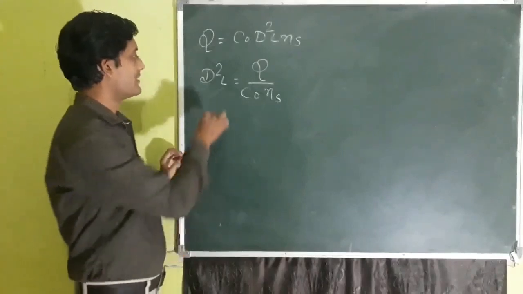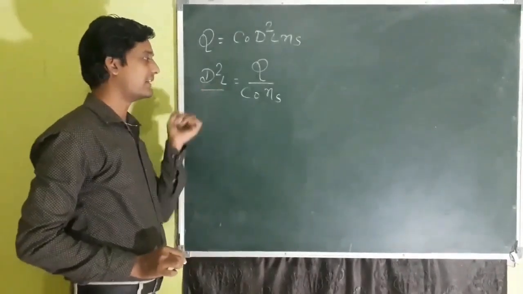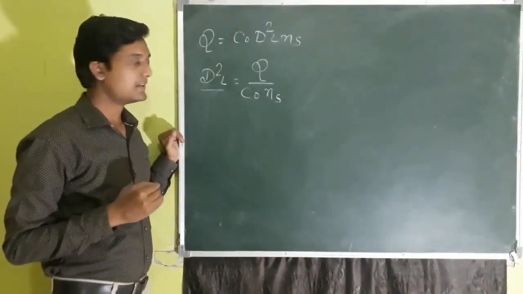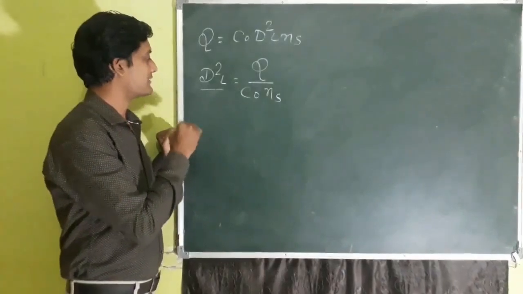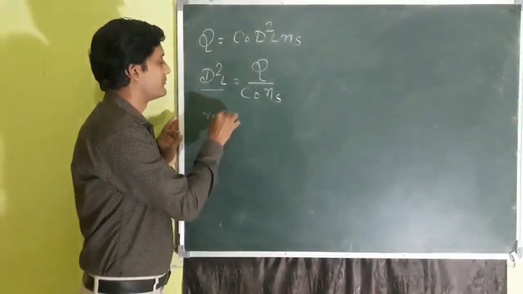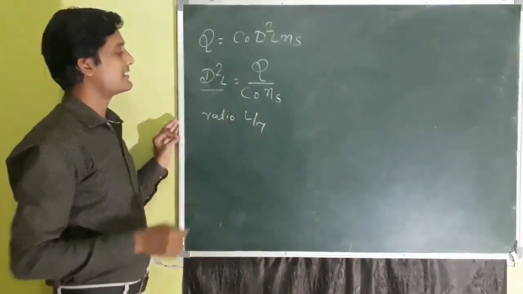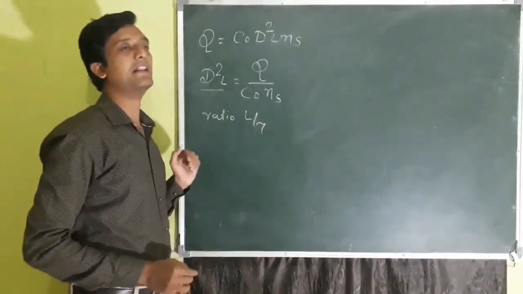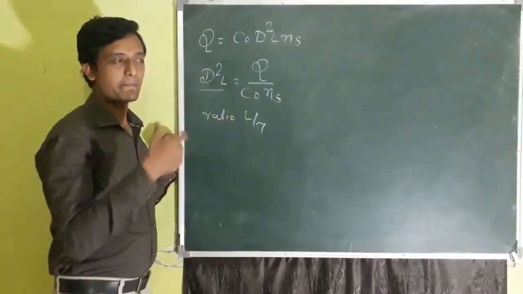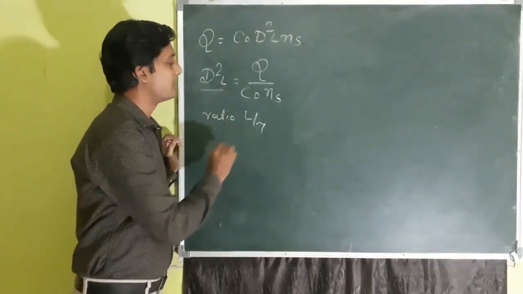Here, how do we calculate this D and L? This is D square and L. For this, we require some specific ratio or selection factors. First is the ratio L by tau. In the last lecture we saw tau and L. L is the length of the stator core, and tau is the pole pitch.